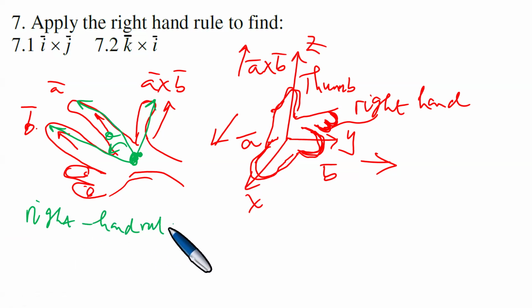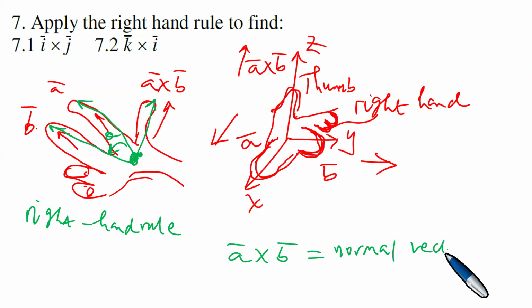We're moving to the next notion. It's the right-hand rule. If you have vector A and vector B, and you cross A and B, what you get is a normal vector, a vector that is perpendicular to the surface.